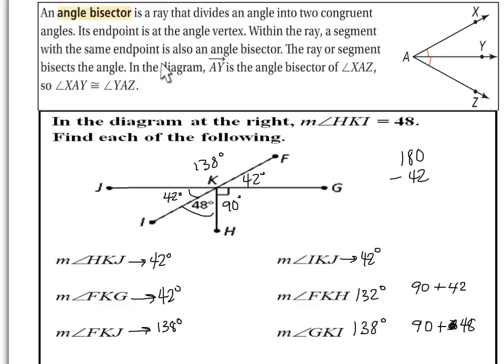Within the ray, a segment with the same endpoint is also an angle bisector. So again, it tells you the two angles. Angle XAZ is bisected by ray AY. Therefore, angle XAY is congruent to angle YAZ. In other words, it creates two equal parts.